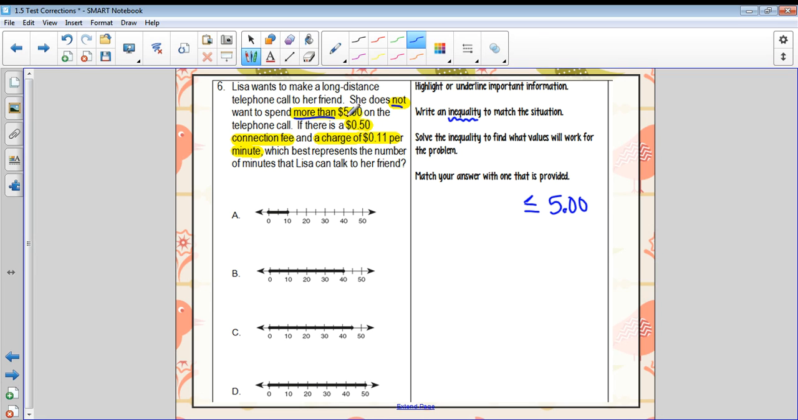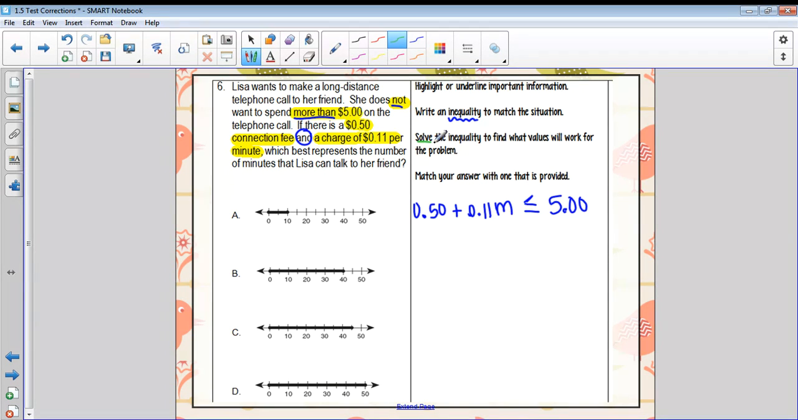Now she also has a 50-cent connection fee. You have to pay this connection fee. You have to pay this fee whenever you make this phone call. Doesn't matter how long it is. And so plus a charge of 11 cents per minute. And since I don't know how many minutes I'm talking, I'm just going to write a variable, or a letter, M. Okay, now I have my inequality.